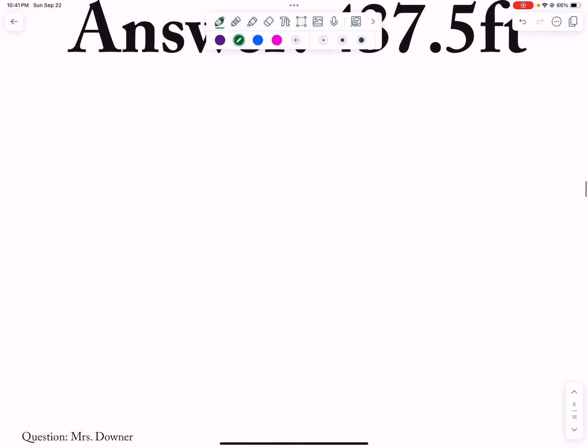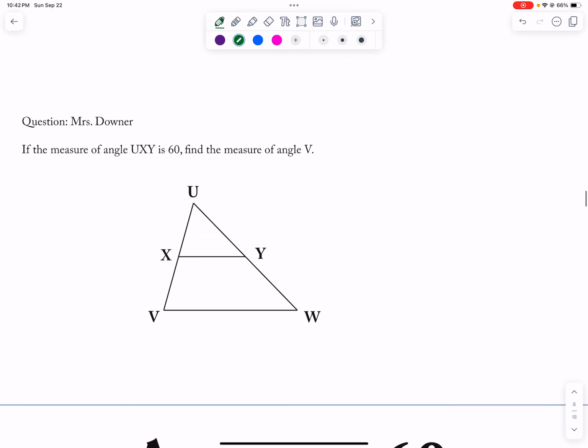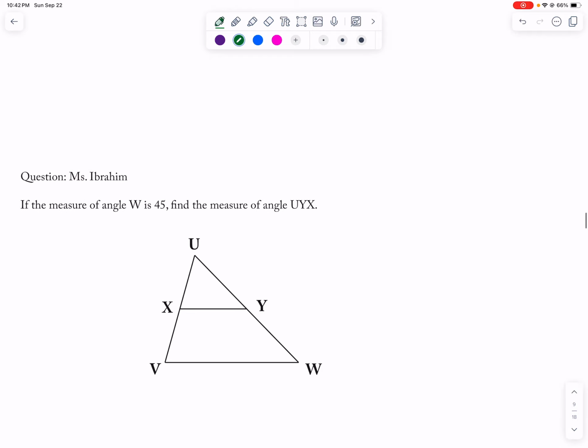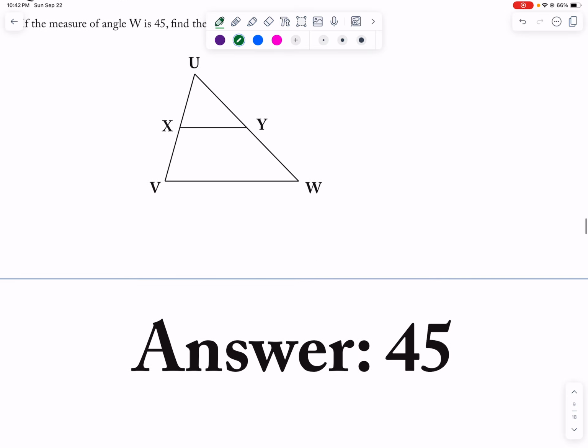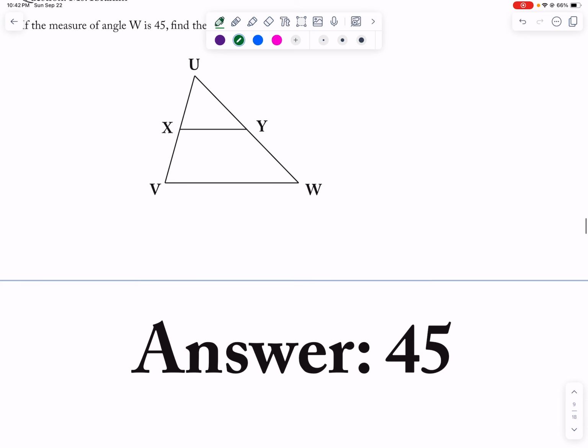Let's go to Mrs. Downer. If the measure of angle UXY is 60 degrees, then I want to know the measure of angle V. Well, that's also 60 degrees. So it is true that the base angles will be the same value. Okay. Let's see, what other ones can we do? Most of these were just finding angle measurements or finding the side lengths.